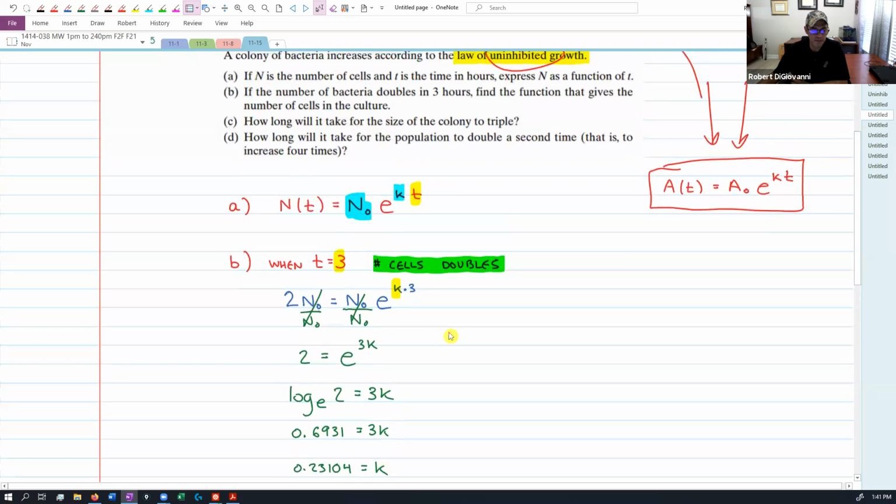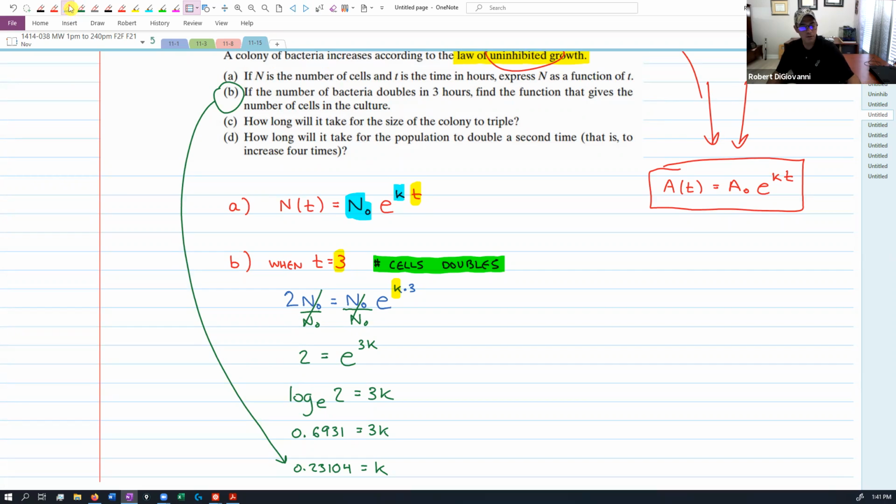Questions on what we did for part B? We're not done with part B, but questions on what I've done so far. Taking the information that the bacteria doubles in 3 hours, we were able to use that information to figure out what k is. Any questions on that?